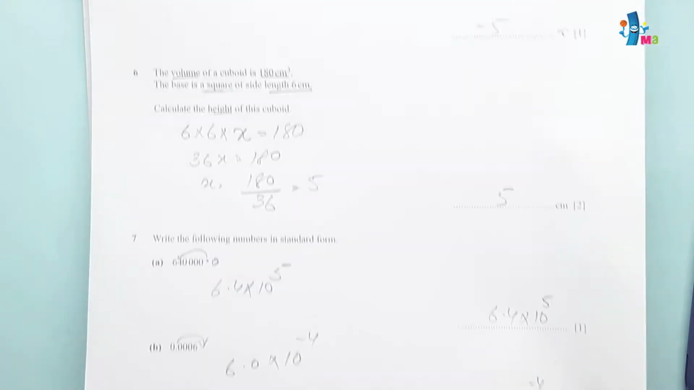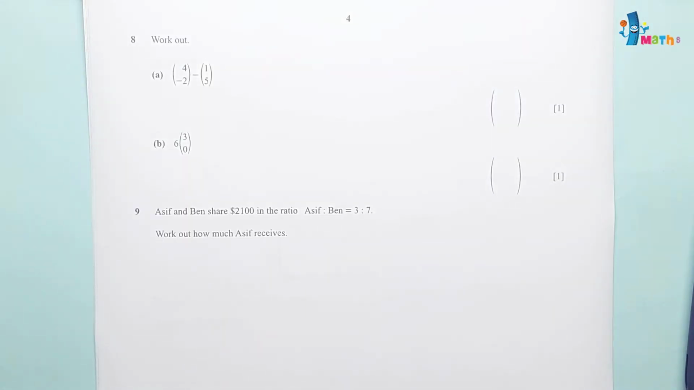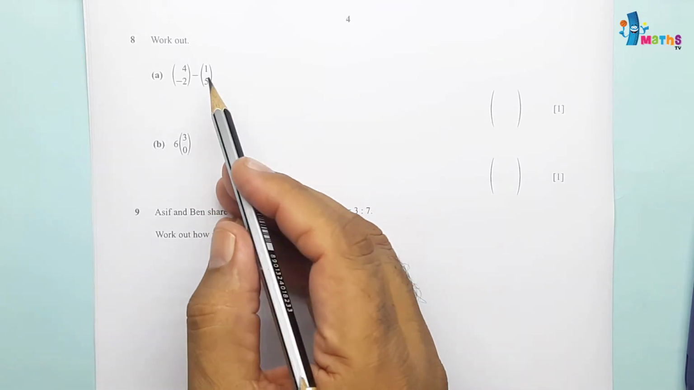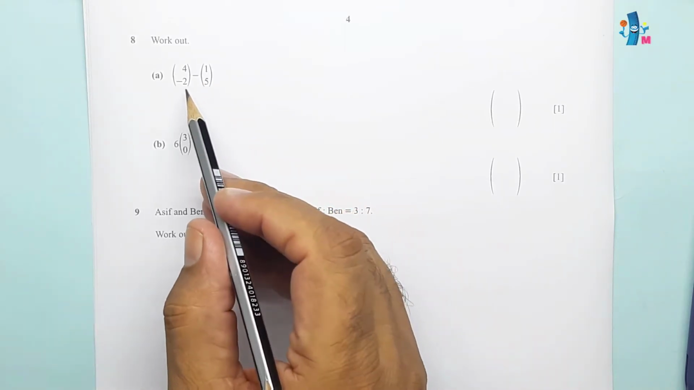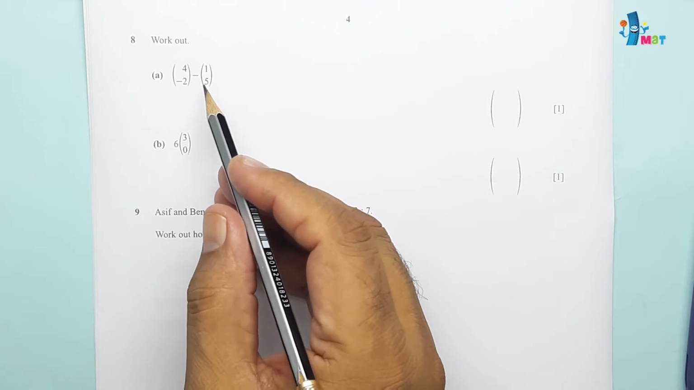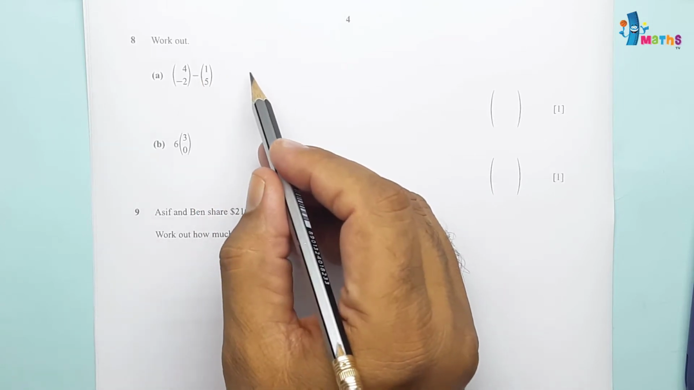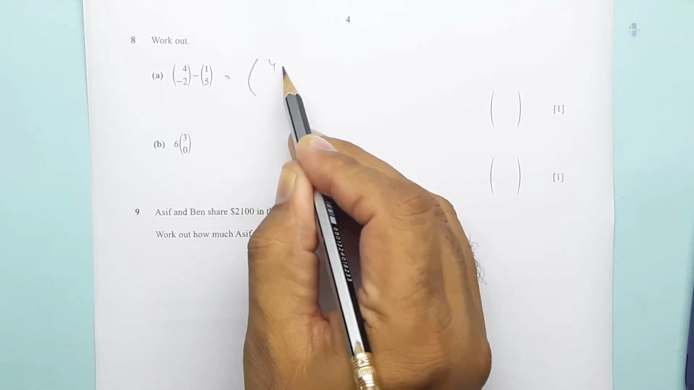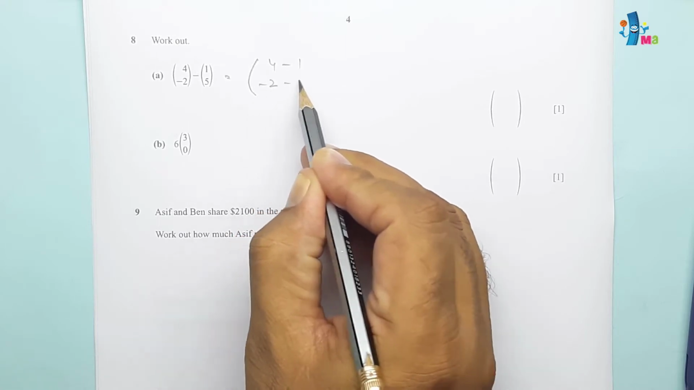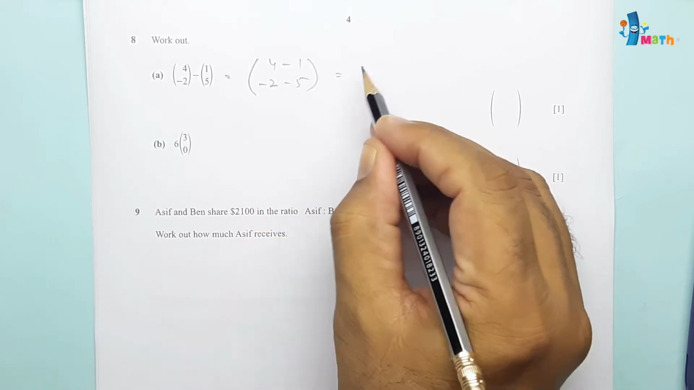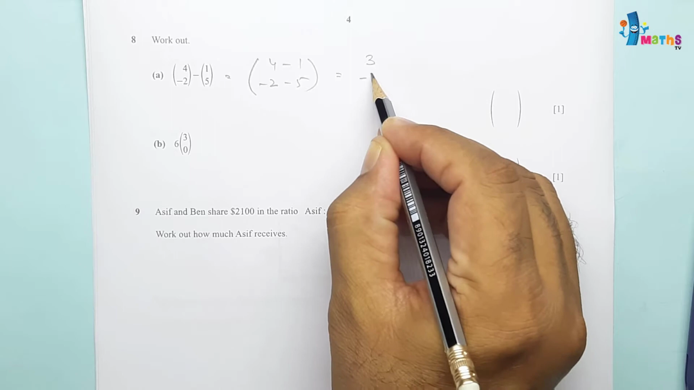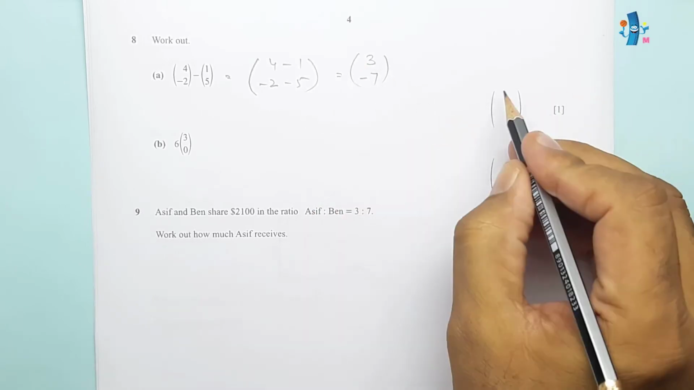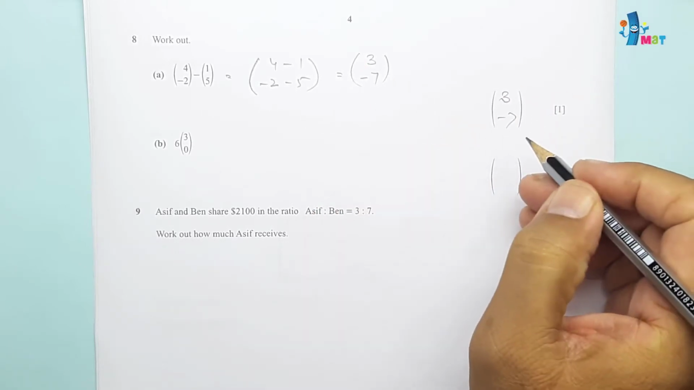This is done. Now question number 8 is of matrices. Work out, we have to subtract these two given matrices, so it will be just simple subtraction. 4 minus 1 and -2 minus 5, this will be equal to 3 and -7. This will be our answer, 3 and -7.